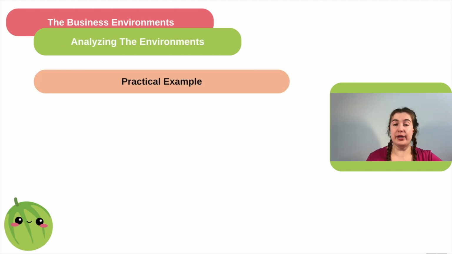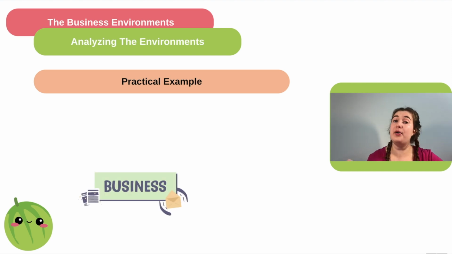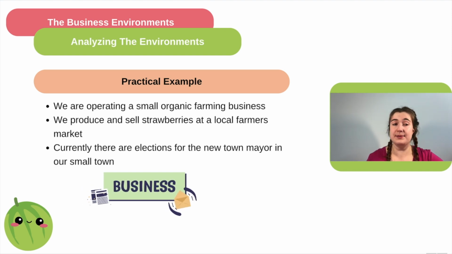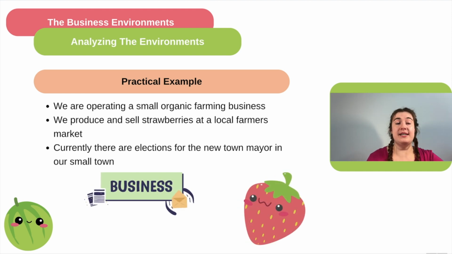Now, why don't we take a look at a practical example where we can actually use these two analyses to look at a business and how it would analyze these different environments. So let's say that we've got a business, and this business is a small organic farming business. We are focused on selling strawberries, and we can basically say that we are a local farmer. We focus on selling at our local farmers markets. Currently, there are elections for a new town mayor in our small town. That's an important thing to consider, especially when it comes to our external or macro environments.